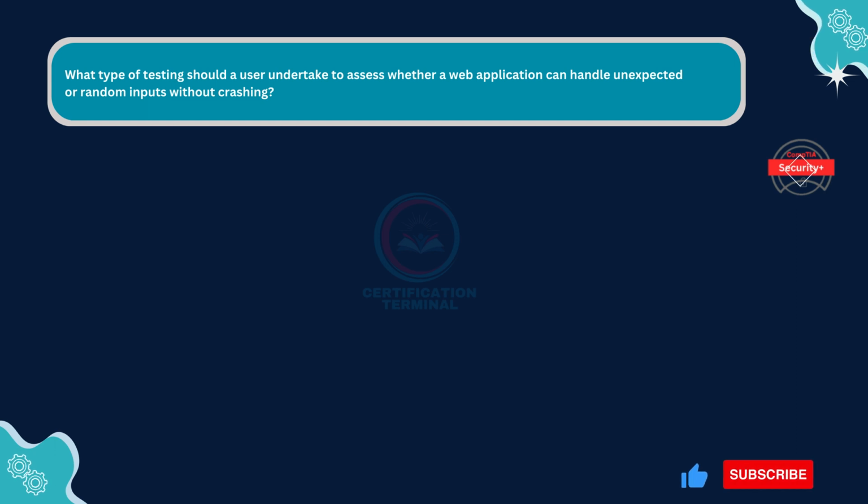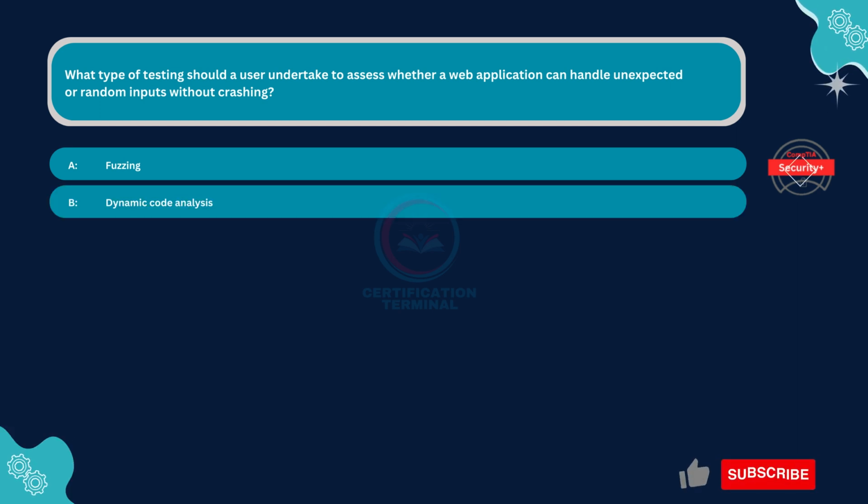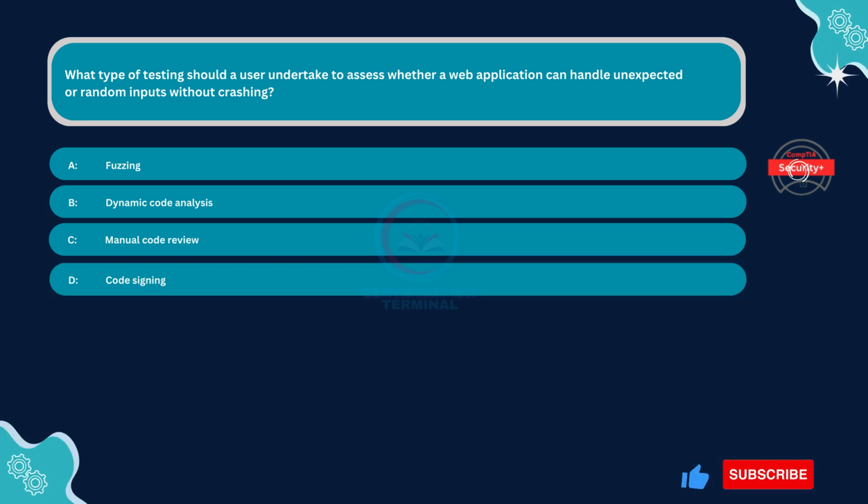Next question. What type of testing should a user undertake to assess whether a web application can handle unexpected or random inputs without crashing? Option A, fuzzing. Option B, dynamic code analysis. Option C, manual code review. Option D, code signing. The correct answer is Option A, fuzzing.